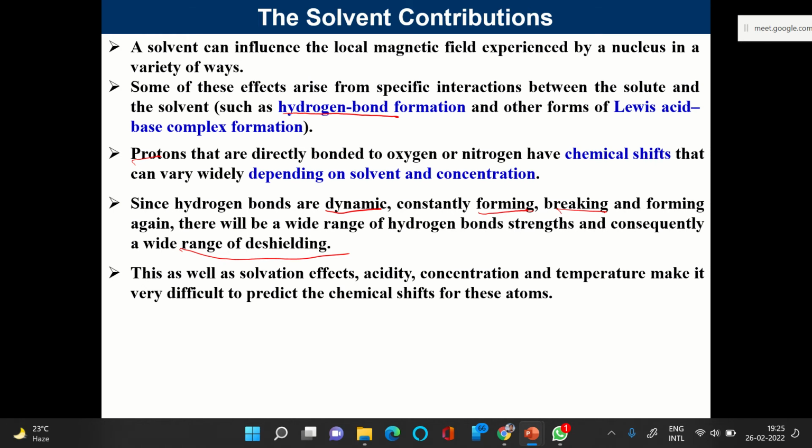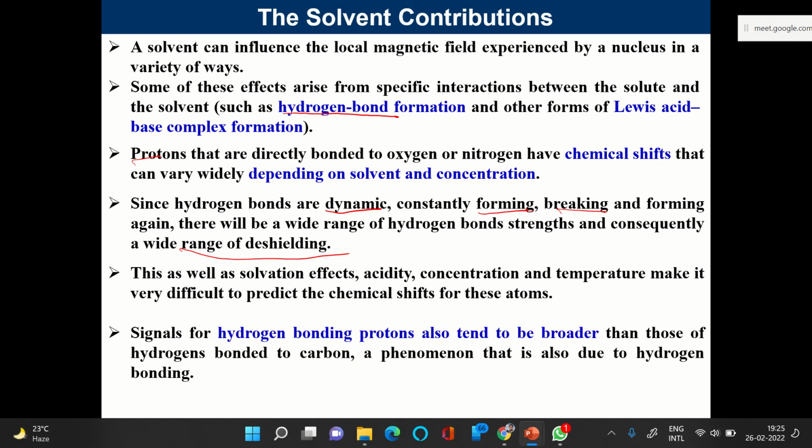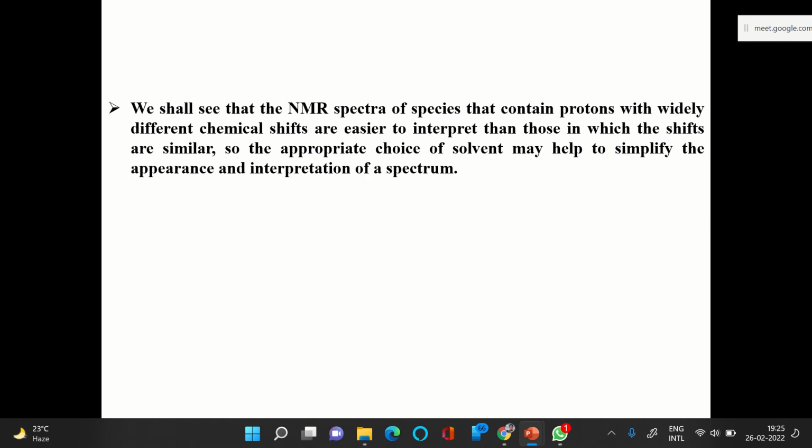And so concentration: if hydrogen bonding is there, then it is difficult to predict, because temperature, acidity, or basicity of the solvent can have multiple effects on these things, and it tends to be broader for all of these reasons. Difficult to predict, and one thing is that you will always find it broad.